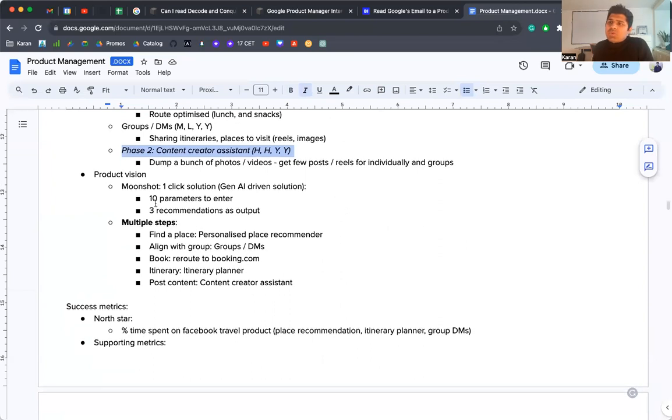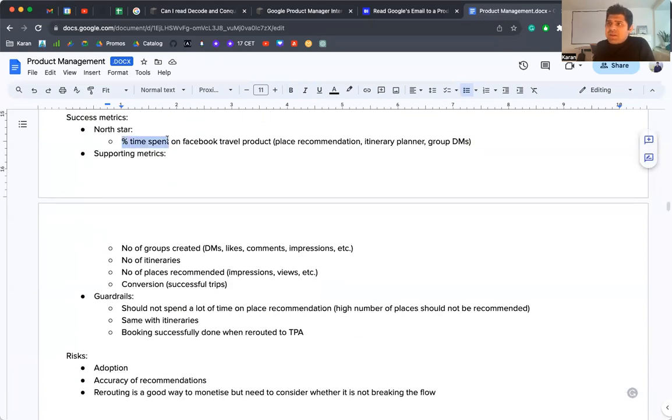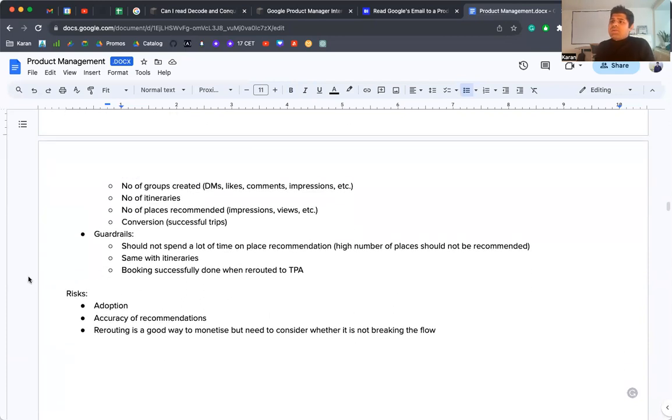We looked at some of the moonshot and multiple step ideas. We obviously in the beginning will go ahead with the multiple steps ideas. For North Star, let's look at the percentage time spent on the travel product, and we also covered some risks related to the accuracy of the model, and that being a very good barrier to entry, or probably an impression creator for the travel product in the minds of the consumers.